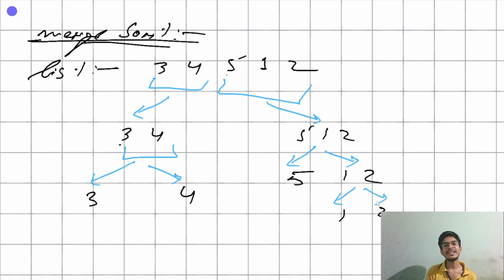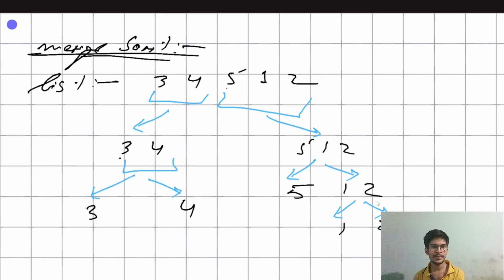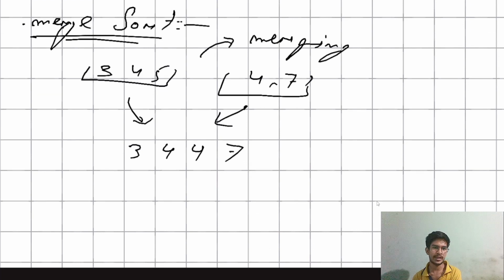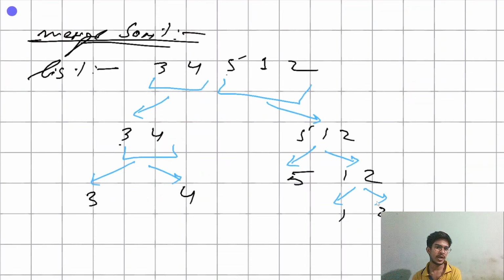It is basically the concept of divide and conquer. It divides the list, then it merges. It will divide it and then it will solve it. So what is the basic concept of merge sort? We saw how merging works: we take two sorted lists and merge them to get a new sorted list. So what is the merging part?